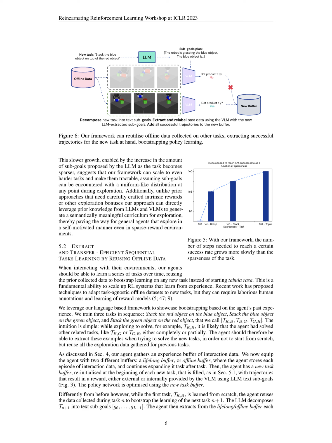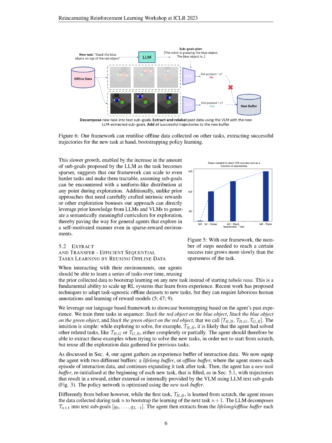Our agents should be able to learn a series of tasks over time, using the data they've already gathered to speed up learning on new tasks, rather than starting from scratch. While there have been recent proposals to adapt general-purpose offline datasets to new tasks, these methods often require time-consuming human annotations and learning of reward models.